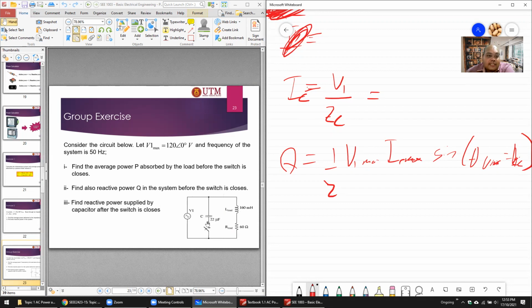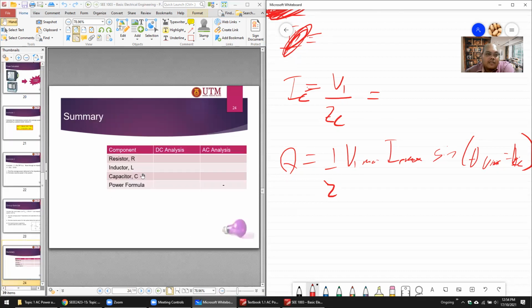Depending on the question, if they ask about the capacitor, you have to make sure you find the voltage and current at the capacitor. If they ask for the power supply, you have to calculate at the voltage source, which means you have to calculate the total impedance. But if they ask about the capacitor only, you don't need to calculate the total impedance. You just find the current passing through the capacitor. Make sure you understand the question: P and Q at what point? Only at the capacitor, you calculate the voltage and current at the capacitor only. That is how you do the question.